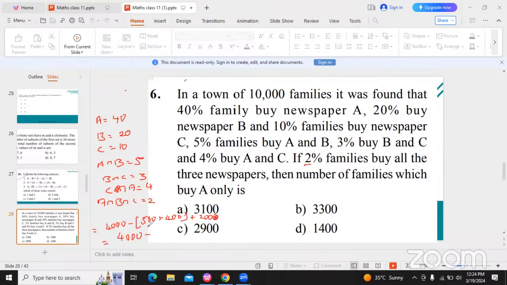So total, how much is it? It is 700. Because here the total is 1,000 and here it is 700. So 4,000 minus 700 is nothing but 3,300. So option B is the correct answer. Only reading paper A, that is 3,300 families. Option B is the correct answer.